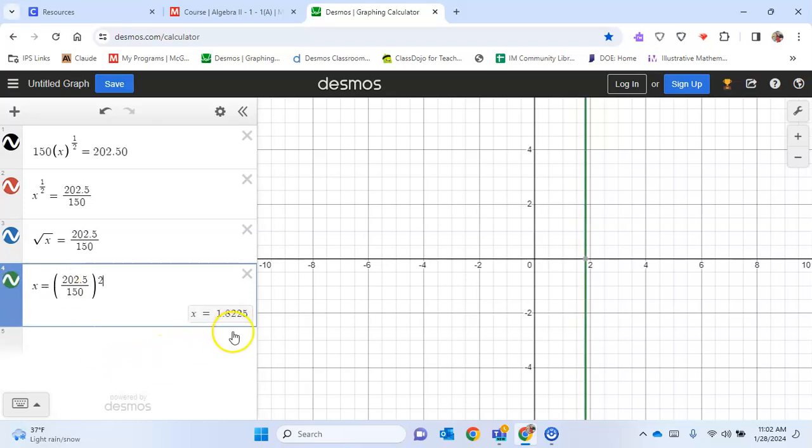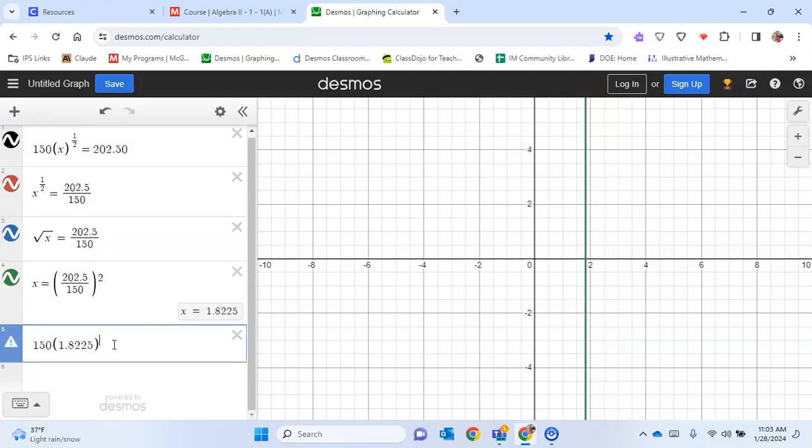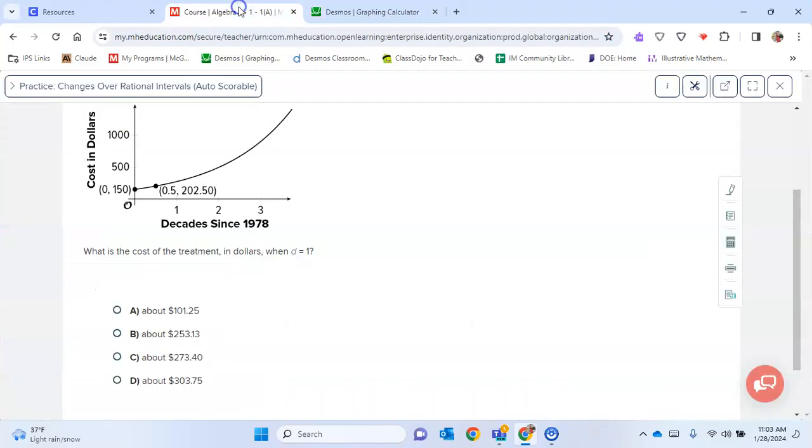And you can see it's about 1.8225. So the answer would be 150 times 1.8225, and then the exponent for 1 decade would be 1, which gives 273.38, about 273.40.